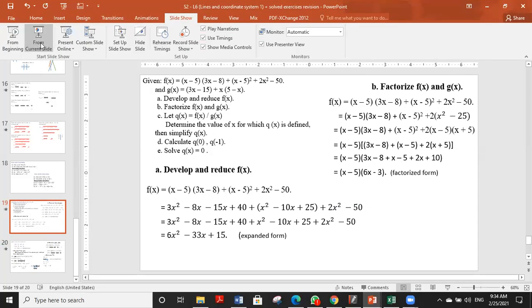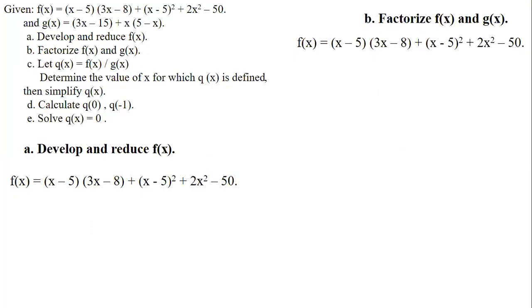So we are given an algebraic expression, which is f of x and the g of x. First, we should develop and reduce f of x. What do we mean by develop and reduce, Abbas? What does develop mean? Expand. Bravo. Expand, which means we should get rid of the parentheses, right? Okay, let's look at f of x. First, we have two parentheses here. We should multiply them together.